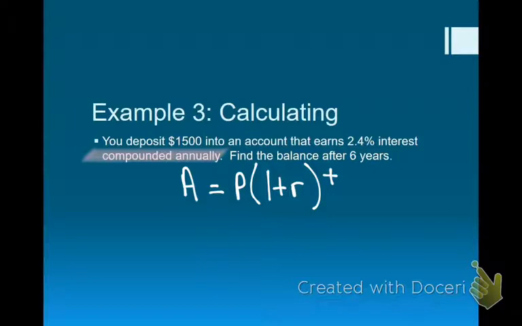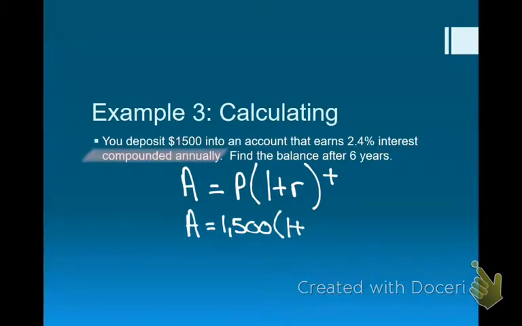Okay? A equals P times 1 plus R to the power of T. A is your final balance. How much is the principal in this problem? How much is your P? 1500. Your P is 1500 times 1 plus what is your rate?